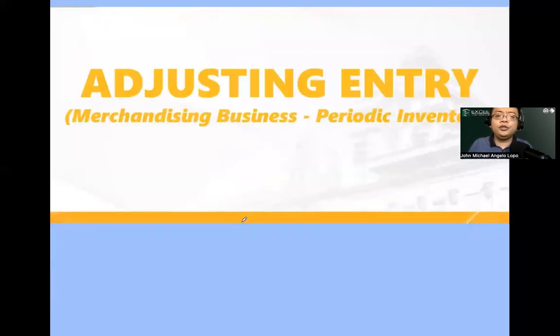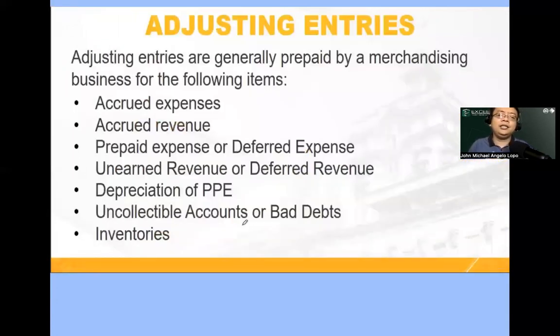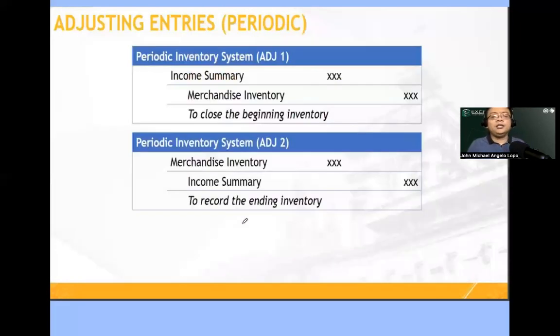Okay. You have also your adjusting entries. We discussed already adjusting entries. All right. So you have the merchandising and periodic. Adjusting entries are generally prepared by the merchandising business for the following, hopefully you still remember: accrued expense, accrued revenue, prepaid expense, unearned revenue or deferred revenue, depreciation, uncollectible accounts, and inventories.